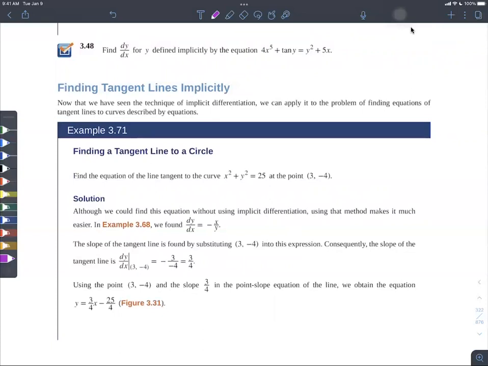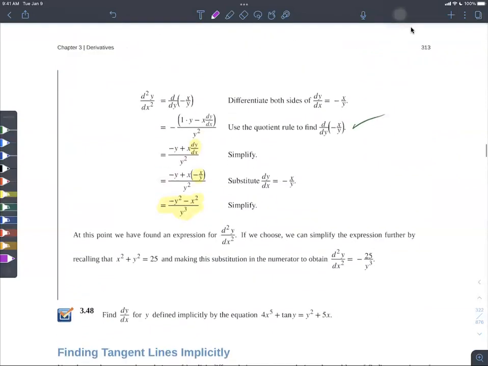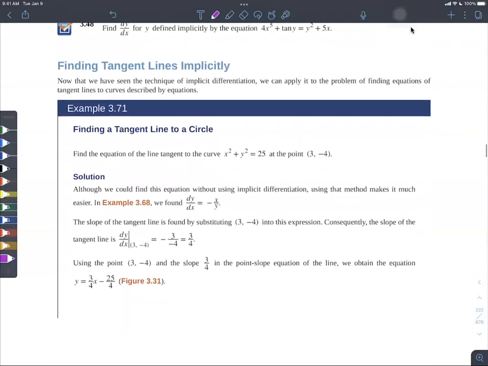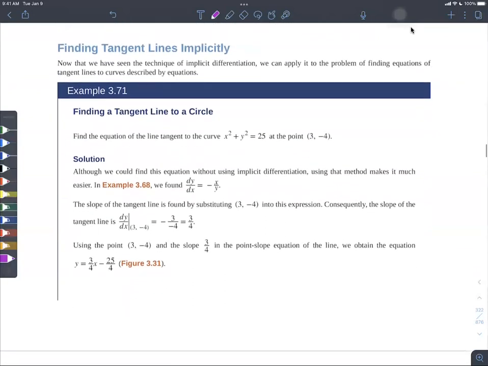So let's go ahead and take a look. Basically, the toughest part of it is going to be still finding the derivatives. And then now you just have to find the equation of a line using those derivatives, which we learned in a previous class called algebra.